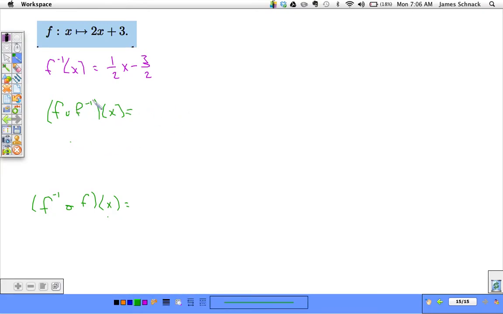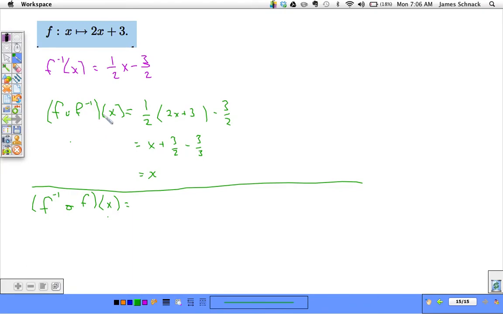So I'm going to start with f inverse. 1/2 times something minus 3/2. That something is 2x minus 3. So x minus 3/2, x plus 3/2, minus 3/2 is x. So the two functions have just undone each other. And then we take function f first, and we plug it into f inverse.